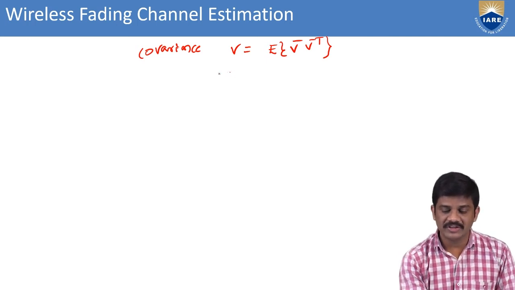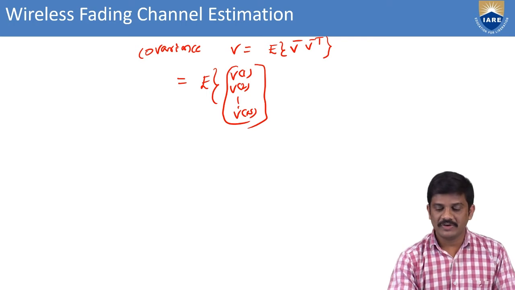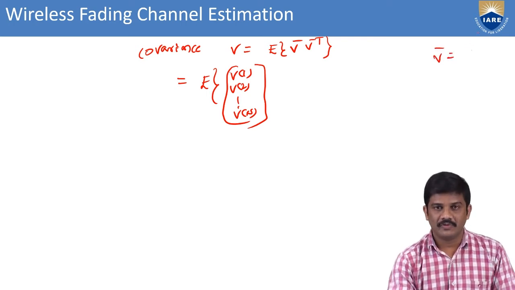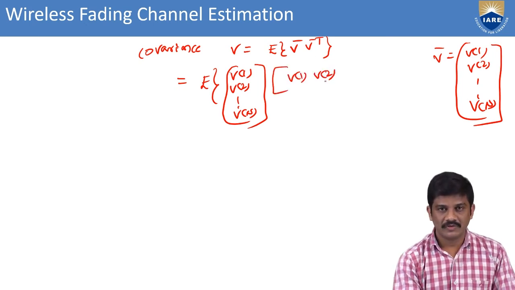Then we can simplify this covariance, the estimation of v of 1, v of 2 up to v of n. This is the vector v, the noise vector. We know v bar equals the noise vector v of 1, v of 2, up to v of n. And we also write the transpose, v of 1, v of 2, v of 3 up to v of n. Like that we can write.